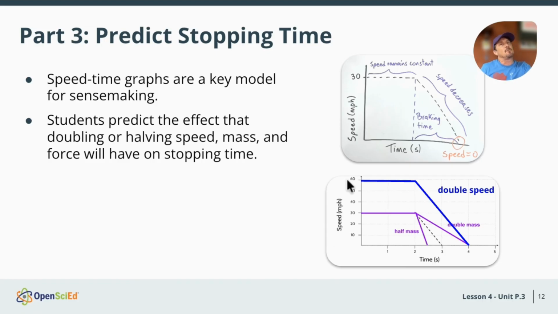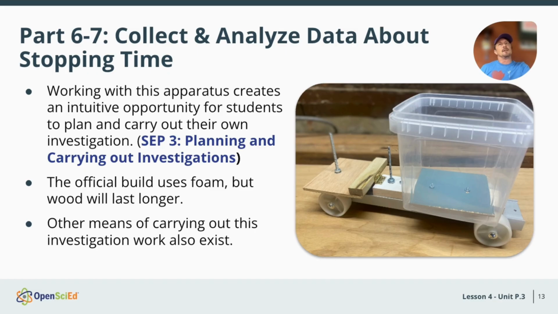The speed time graph, if we double the speed, is especially interesting because the initial speed has to be higher, but then the slope that shows us slowing down takes longer to get to 0. This qualitative reasoning is what turns into the quantitative data collection with this force cart.